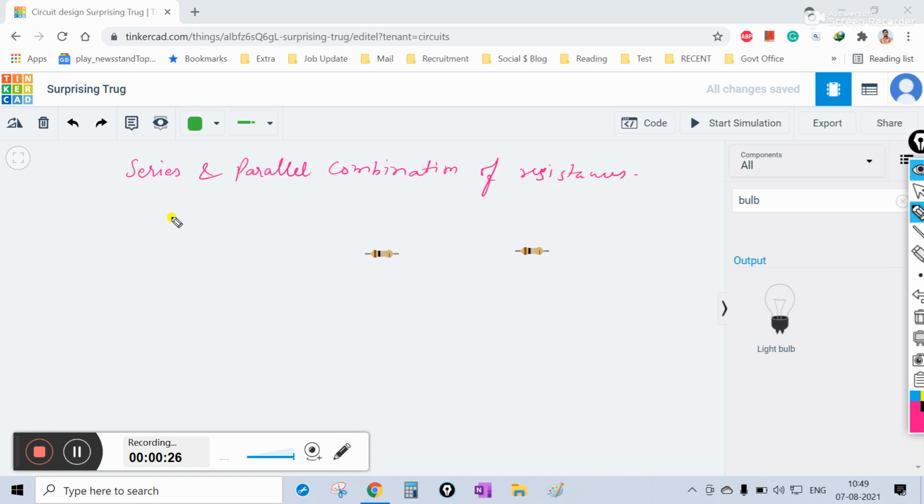Okay, so I have already told you that resistance is used to regulate the current. So if we connect resistances in series, what happens? Simply resistance is added. And in parallel, what happens? Its value is decreased. Equivalent resistance value is decreased.